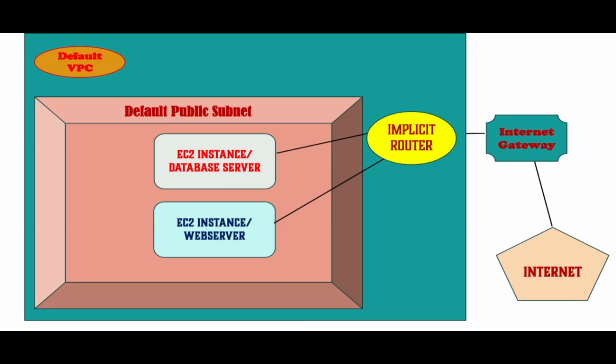Implicit router is not a physical router. It's a conceptual idea, not a real hardware component. AWS networking, including routing, is virtualized. This means it's implemented in software and managed by AWS, not through physical hardware that you directly interact with.